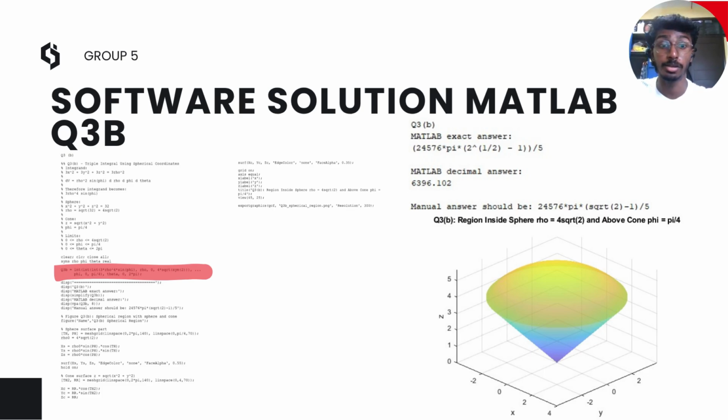In MATLAB, I define rho, phi, and theta as symbolic variables. The original integrand is 3x squared plus 3y squared plus 3z squared. In spherical coordinates, this becomes 3 rho squared. Since the volume element in spherical coordinates is rho squared sin phi, the full integrand used in MATLAB becomes 3 rho to the power 4 sin phi. And the important calculation line is the highlighted line in the comment.